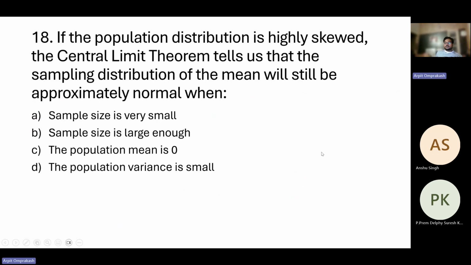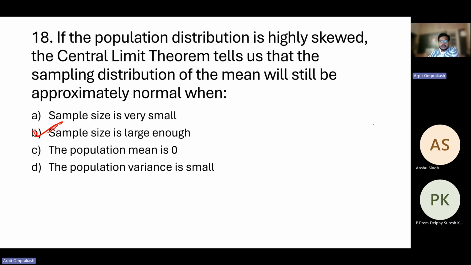Okay. So the next question is, if the population distribution is highly skewed, the central limit theorem tells us that the sampling distribution of the mean will still be approximately normal when the sample size is very small, the sample size is large enough, the population mean is zero, or the population variance is small, right? So the answer here will be option B, when the sample size is large enough, because that is what the central limit theorem tells us.